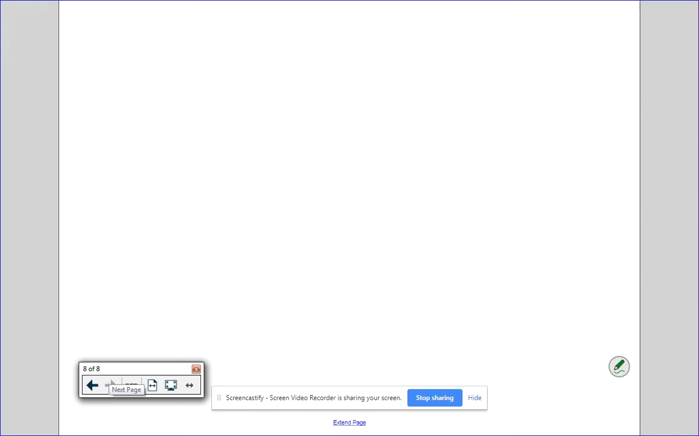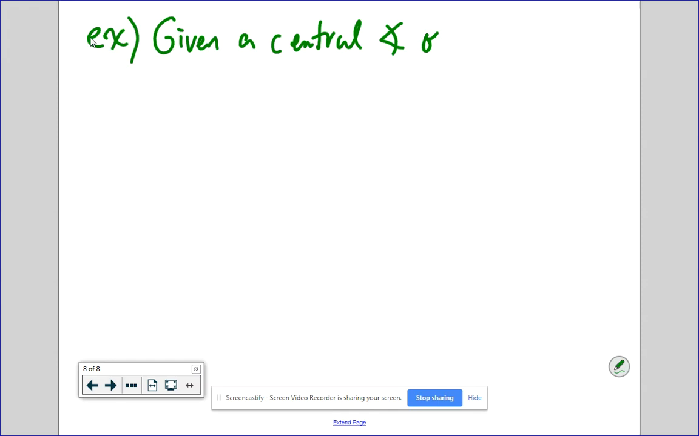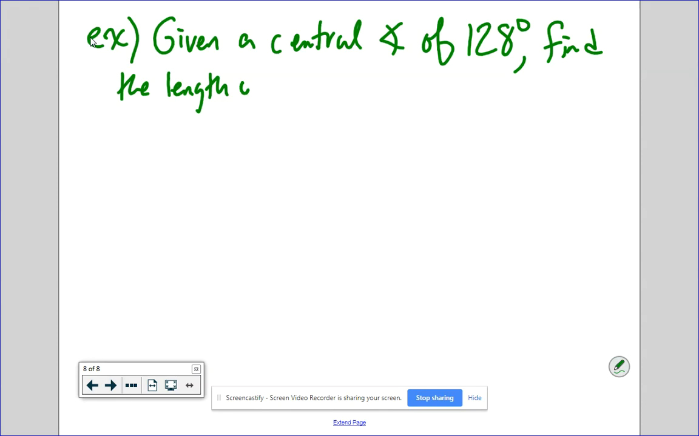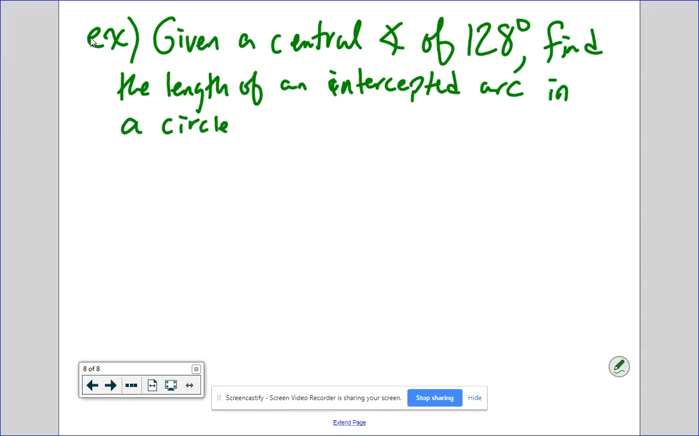All right, so let's do an example. Given a central angle of 128 degrees, find the length of an intercepted arc in a circle with a radius of 5 centimeters.